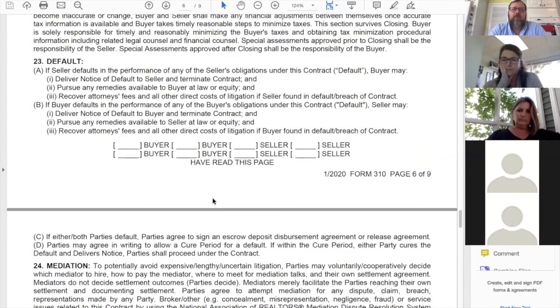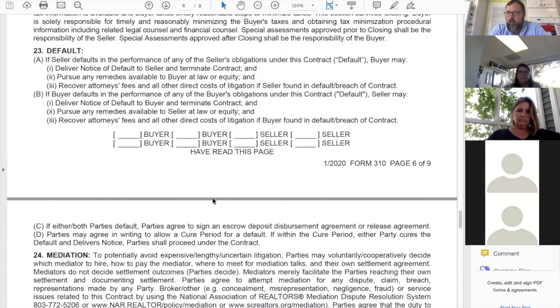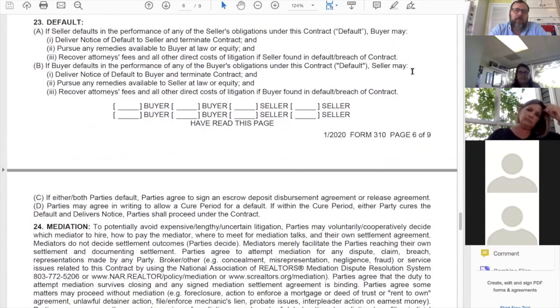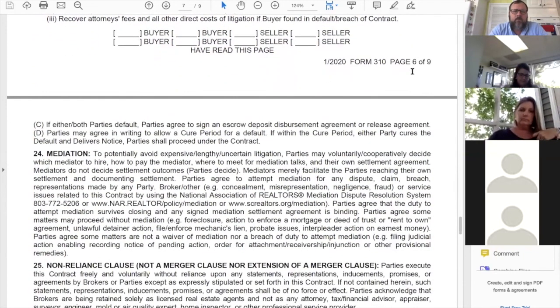Paragraph 23 talks about default, what the ramifications are and what they could be liable for. If seller defaults in the performance, buyer may deliver notice, pursue any remedies available to the buyer, and recover attorney's fees and all of the direct costs of litigation if the seller is found in default or breach of contract. If the buyer defaults, basically the reverse: the seller can do the same thing. If either party defaults, the parties agree to sign an escrow deposit disbursement agreement or release of the agreement.